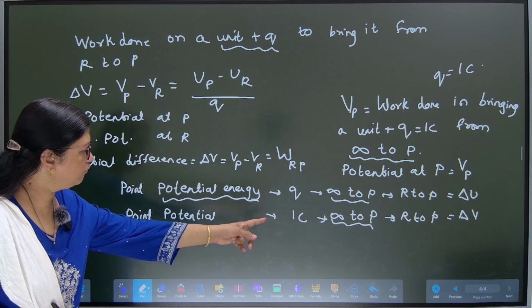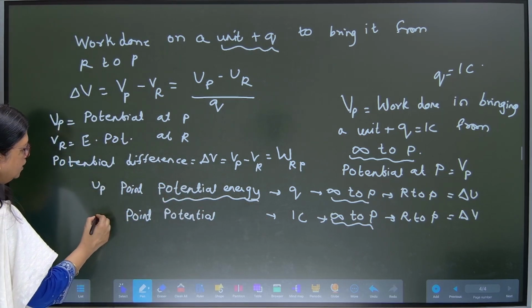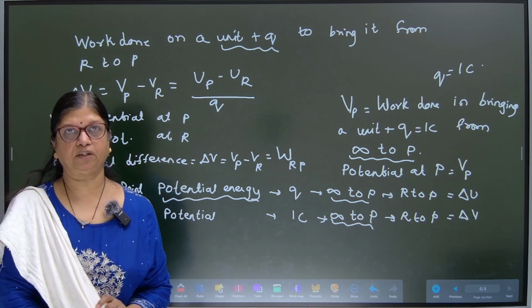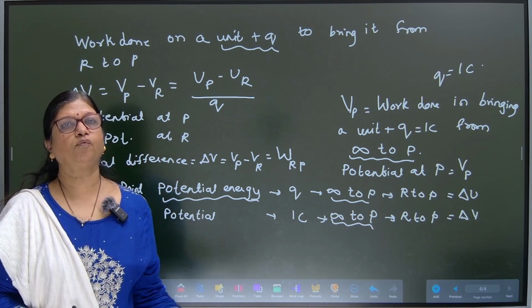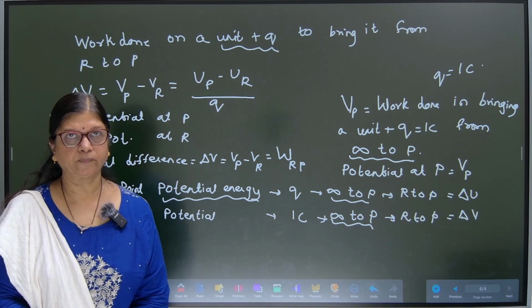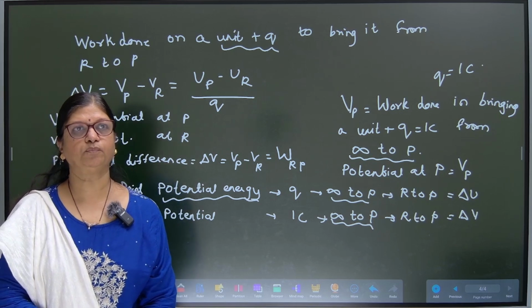Agreed? Then we will find out the values of UP, VP as we go further in this chapter. Now you take a screenshot of what we have done and understand what I am trying to do and make you understand the concepts. Fine? Okay, I shall move. You take a screenshot.